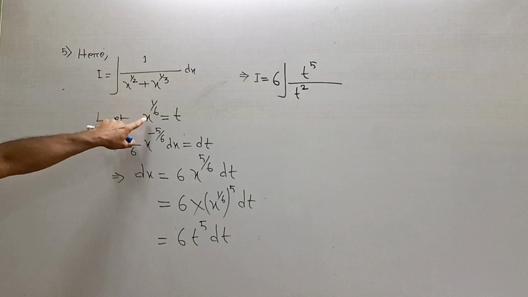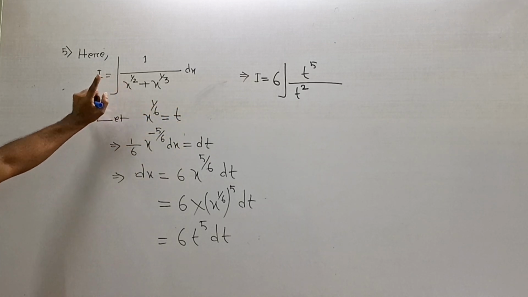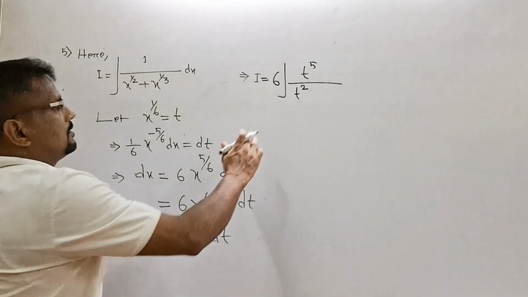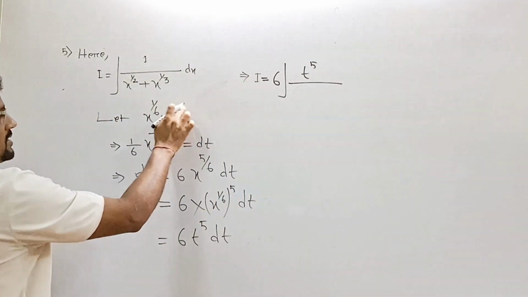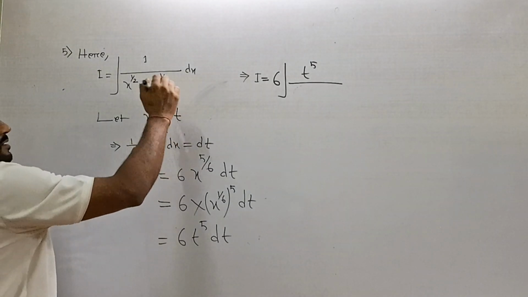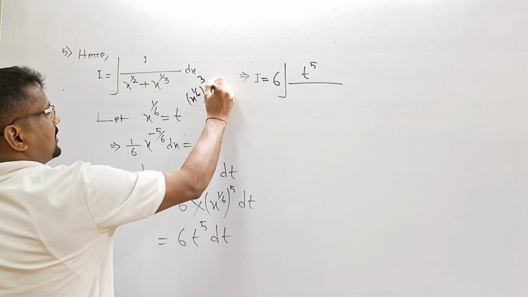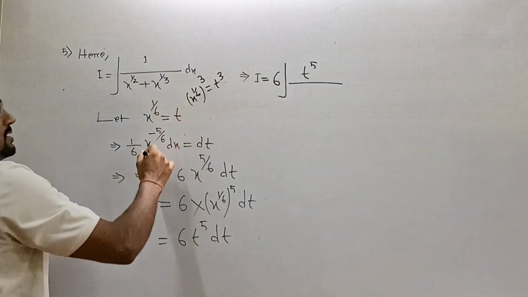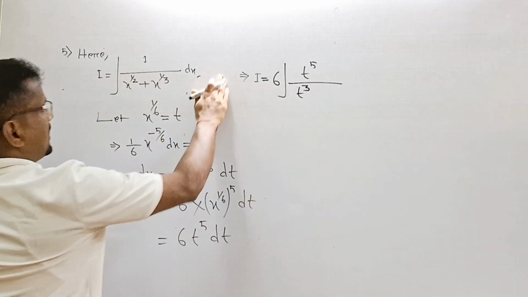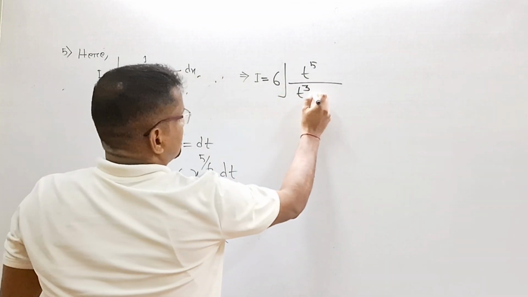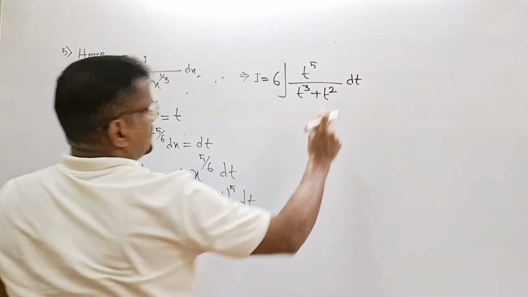I repeat, as x to the power 1/6 is t, squaring both sides gives x to the power 1/3 equals t square. If you take the cube on both sides of x to the power 1/6, it is t cube. So 3 twos are 6, so x to the power 1/2 will be t cube, and x to the power 1/3 will be t square, and with respect to t, dt.